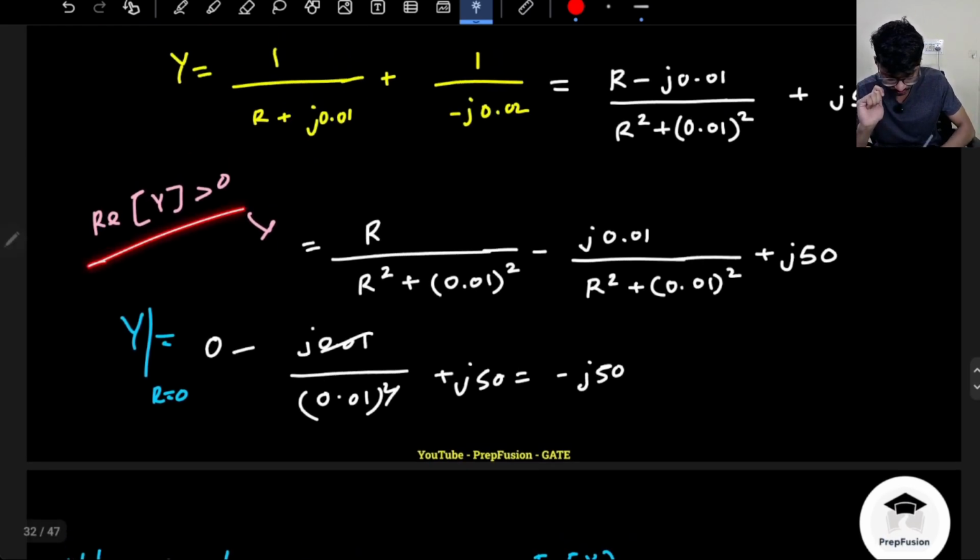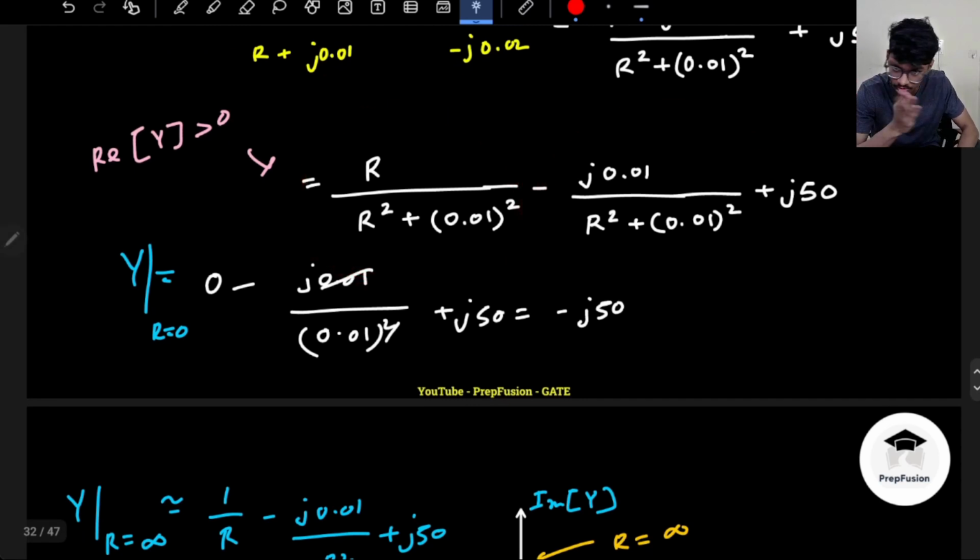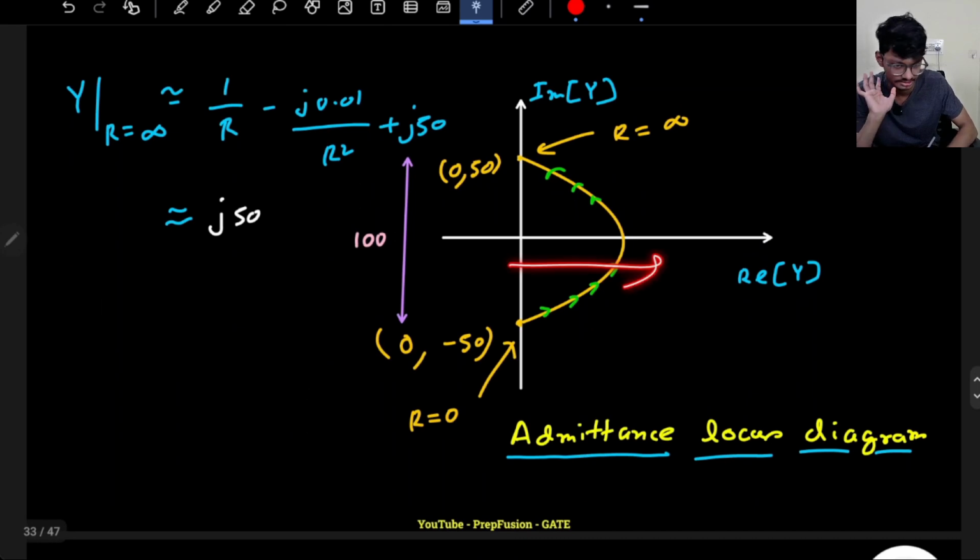How is the real part of Y always positive? Here it is R squared. R is a real quantity, resistance is a real quantity, so R squared will always be positive. R is a positive quantity. I cannot have negative resistance in a passive linear network. If it was the case, they would have mentioned. So this whole thing is always positive. This is the imaginary part. The imaginary part I don't care about, but the real part I can certainly say will always be positive. So I will always lie on the right hand side.